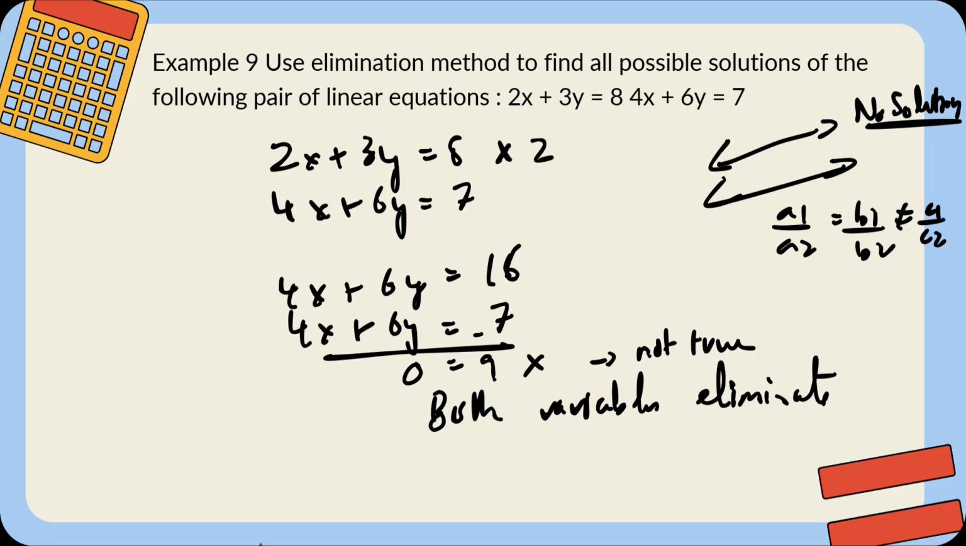The equation has no solution. So I have to say that. The equation has no solution. Okay, that is the answer. Let's see the next question.